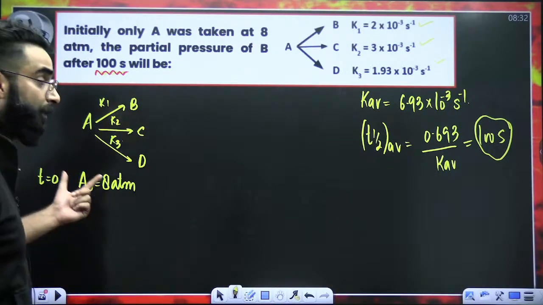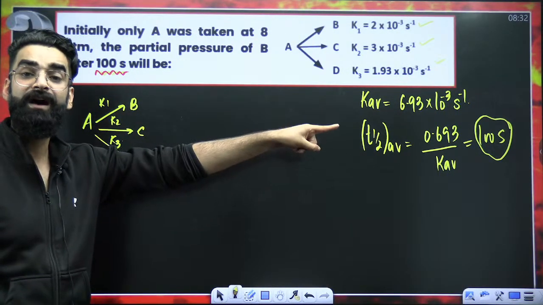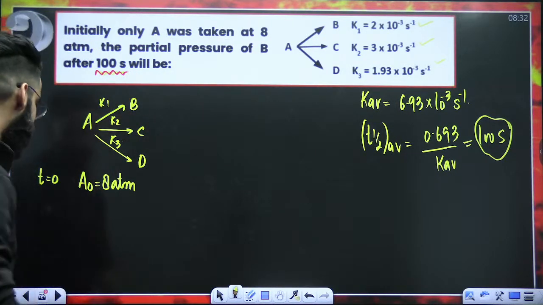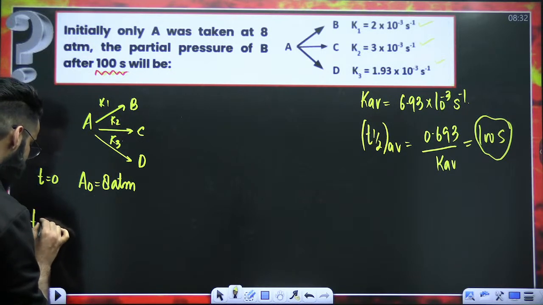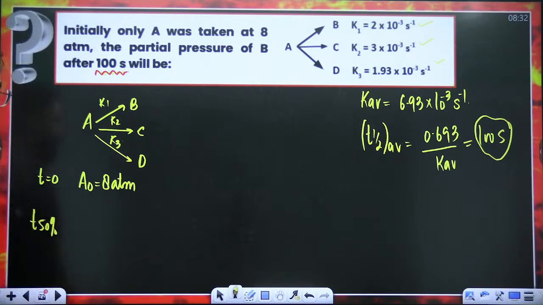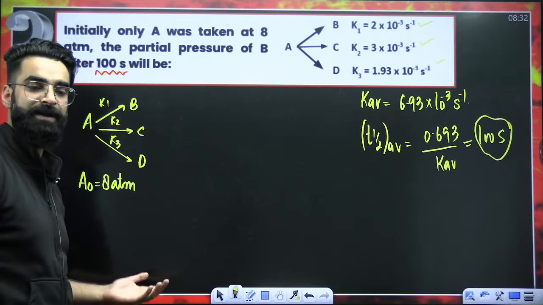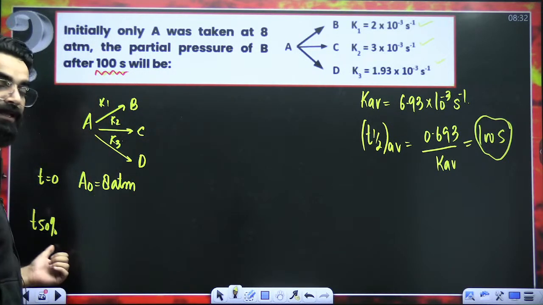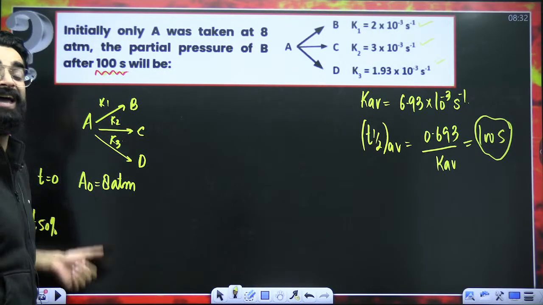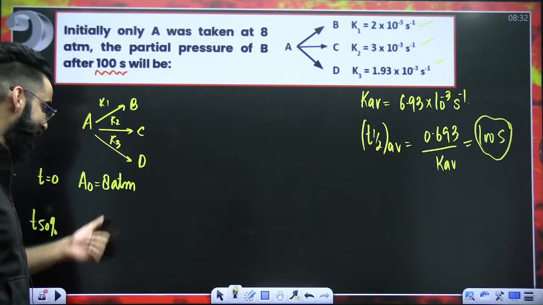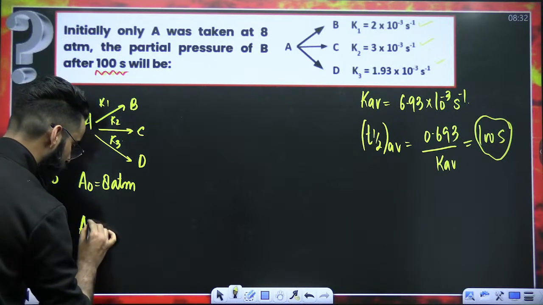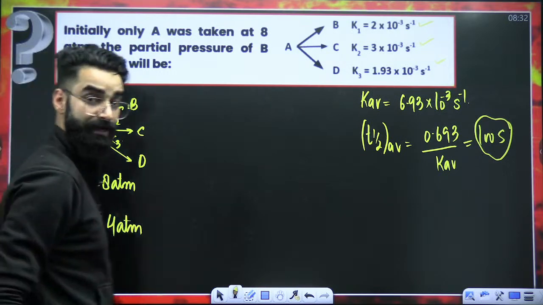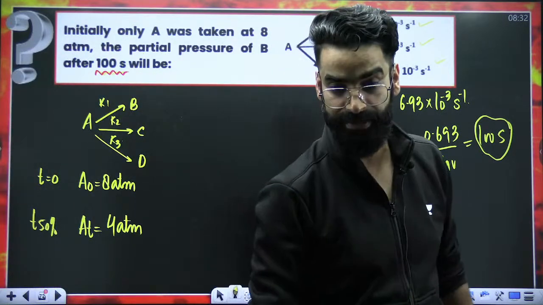Okay. We have to calculate the partial pressure of B at half-life. So this 100 seconds is the half-life. That means at T equals 100 seconds, 50% of the reaction has got completed, so 50% of the reactant got converted into products. So tell me one thing. What will be the pressure of reactant left at T 50%? 8 by 2 is 4. So the pressure of reactant left is 4 atm, because we are dealing with half-life right now.